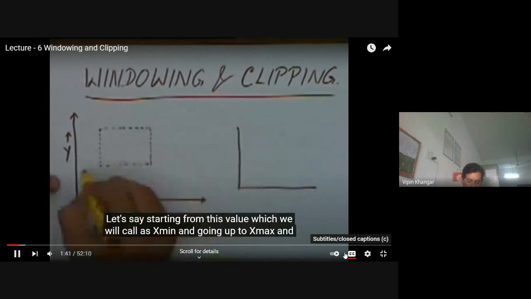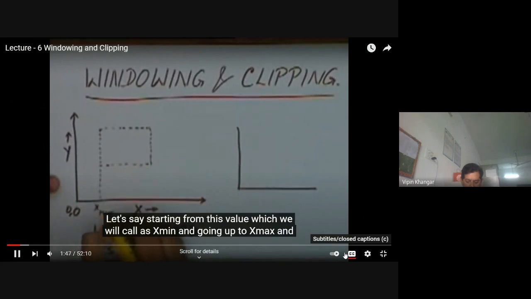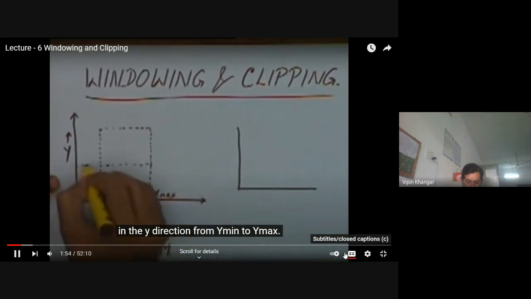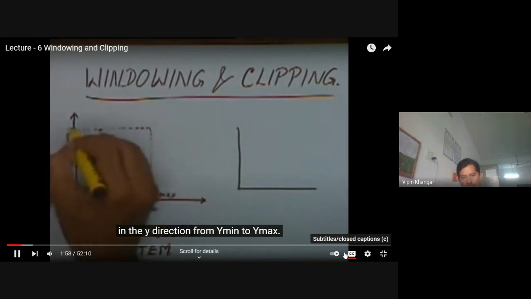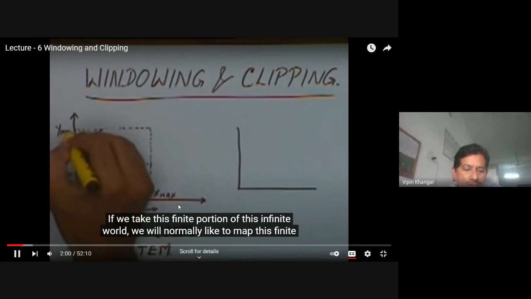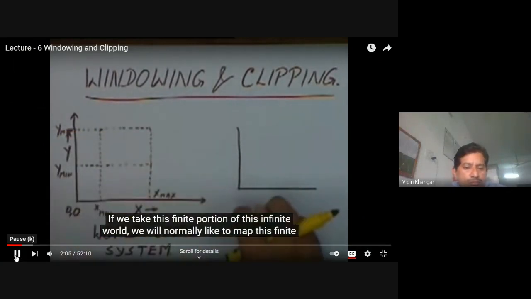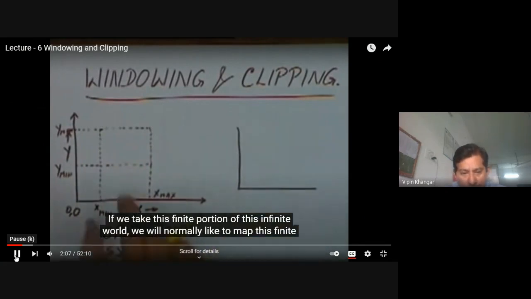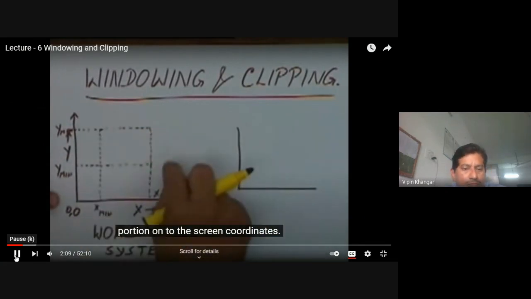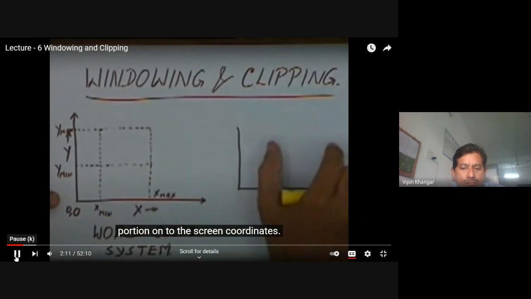Let's say starting from this value, which we'll call x min, and going up to x max, and in the y direction from y min to y max. If you take this finite portion of this infinite world, we'll normally like to map this finite portion onto the screen coordinates.